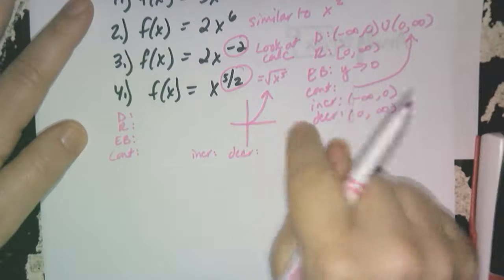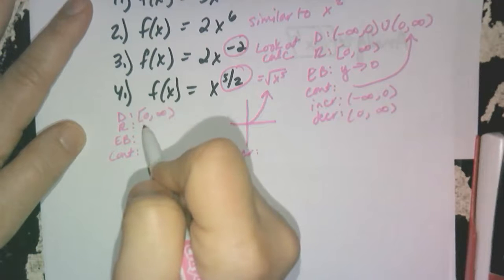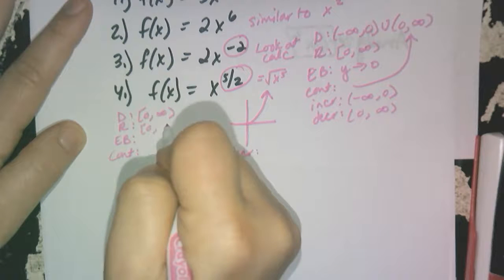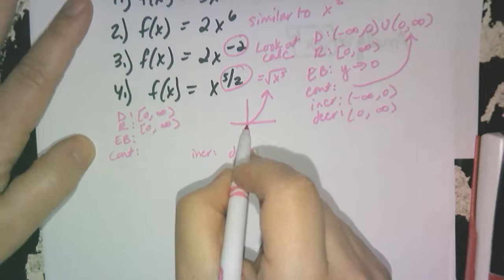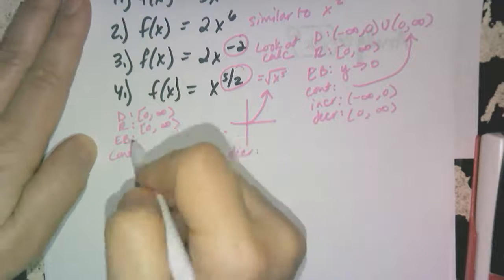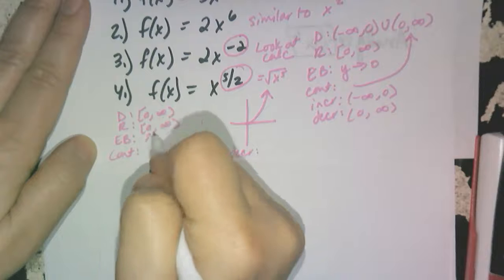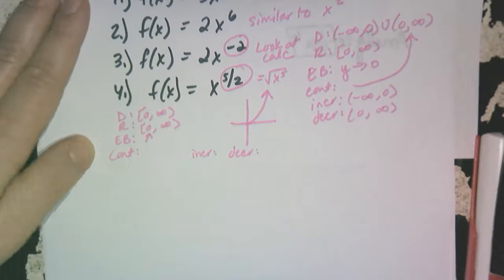So what's your domain right here? From where to where? How wide is this picture? 0 to infinity. Range, would you all agree it's the same? End behavior, so you only have half the graph, so you're only saying as x approaches infinity, y is going to infinity. You can write that. Some people in the other class asked, can I just write up on 1/2? I'm like, sure, it just shoots up.